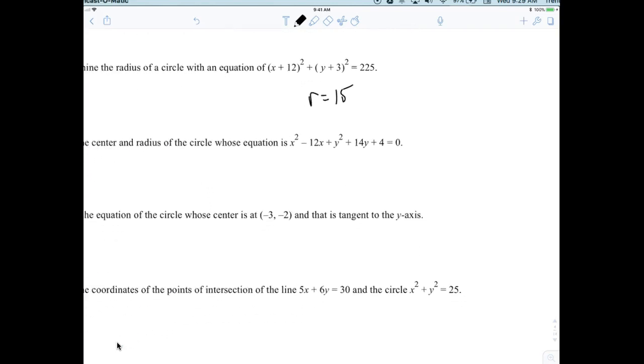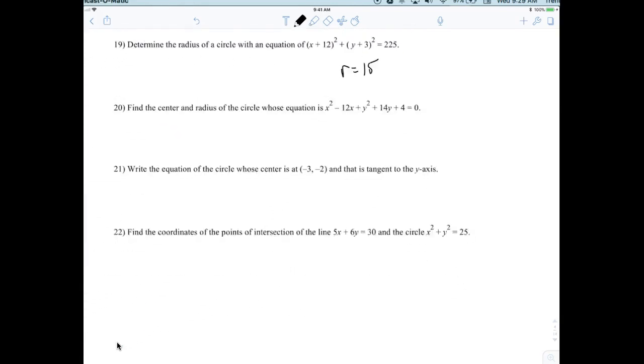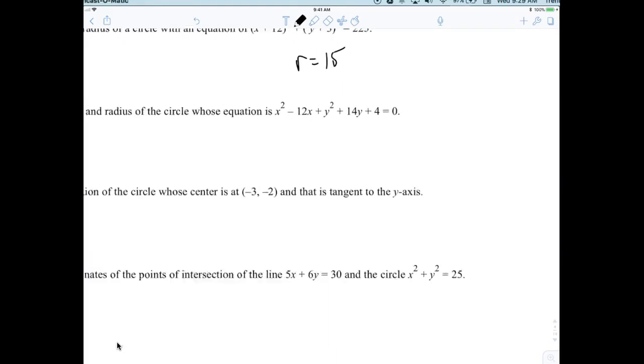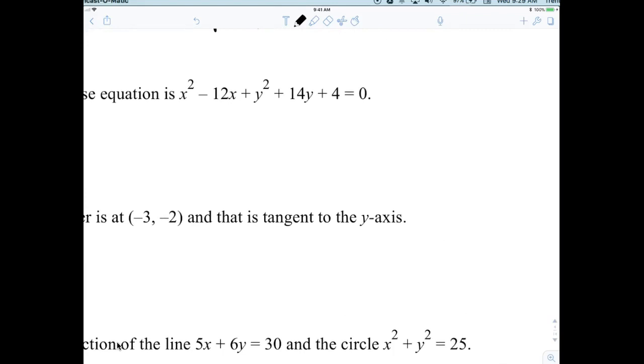Okay, here we go. Now, this is the one where we need to practice. So if you're distracted, you kind of want to listen for a second. On question number 20, you're going to have to write it in the correct format to be able to tell me what the center and radius is. To do this, we have to complete the square. We group the x's: x squared minus 12x, leave a space, y squared plus 14y, leave a space, equals negative 4.